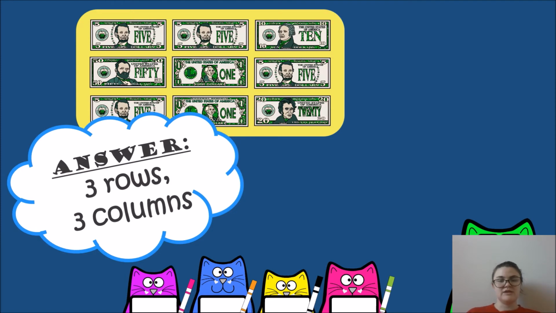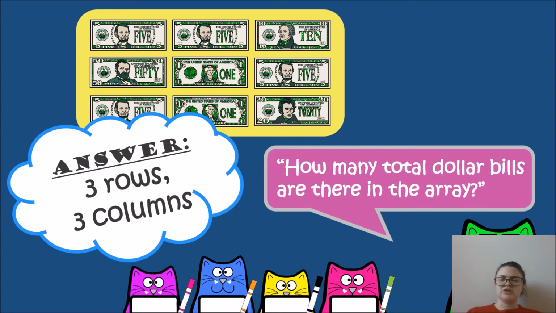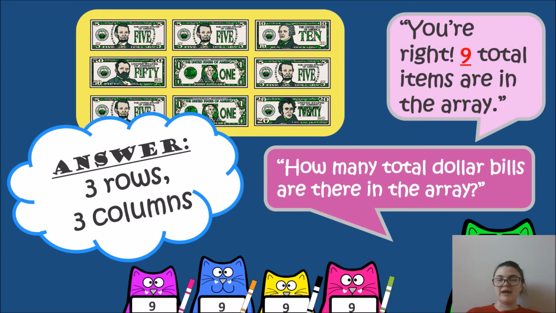The answer is 3 rows and 3 columns. Our rows go left to right, our columns go up and down, and there are 3 of each. How many total dollar bills are in the array if we have 3 by 3? Think about it and write it down. The answer is, boom, 9. You're right. 9 total items are in the array.